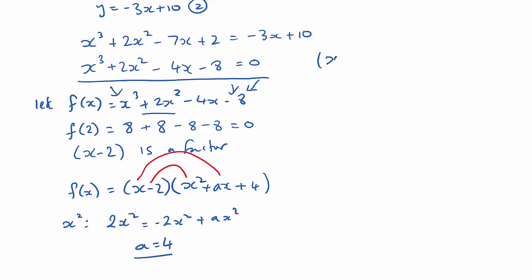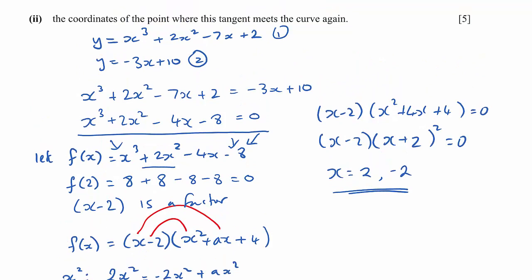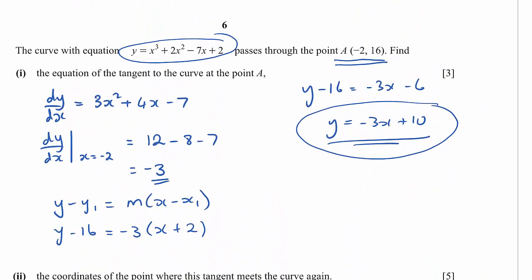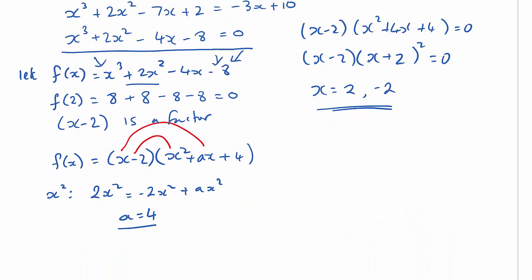So we have x minus 2, x squared plus 4x plus 4 is equal to 0. And you shouldn't take too long to spot that this one is x plus 2 all squared. And therefore we get x is equal to 2 or negative 2. Now let's just think about what we wanted. The coordinates of the point where the tangent meets the curve again. Well, the negative 2 was our point A where we had the tangent. So the 2 is the one we want.